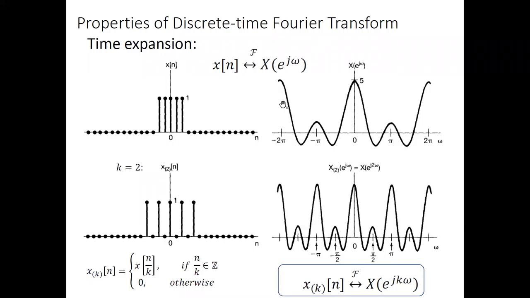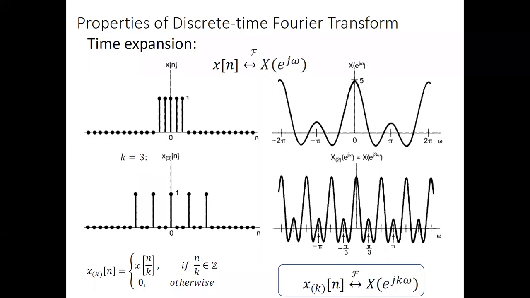The original signal has this shape. The first peak at 0, second peak at pi, third peak at 2 pi. But after the time domain expansion, its Fourier transform has the first peak still at 0, the second peak at pi divided by 2, the third peak at pi. So we are compressing it to 1/2 over the omega axis. So remember this relationship: when it's expanding in the time domain, its frequency domain is compressing.